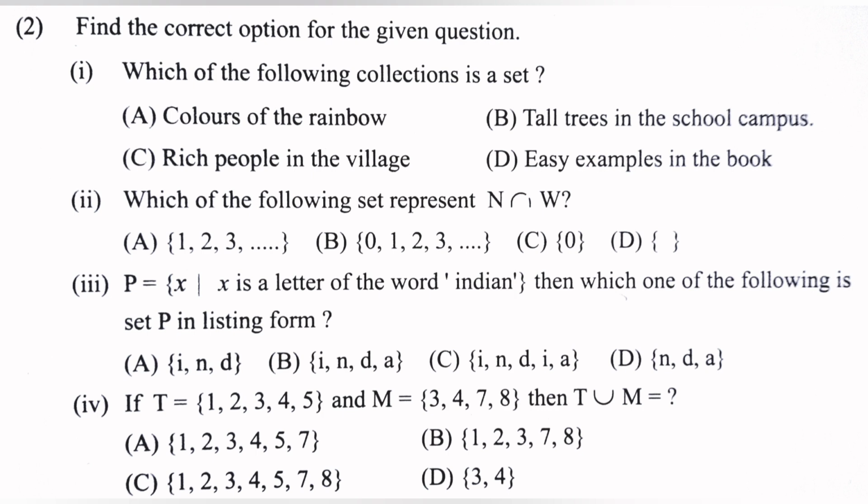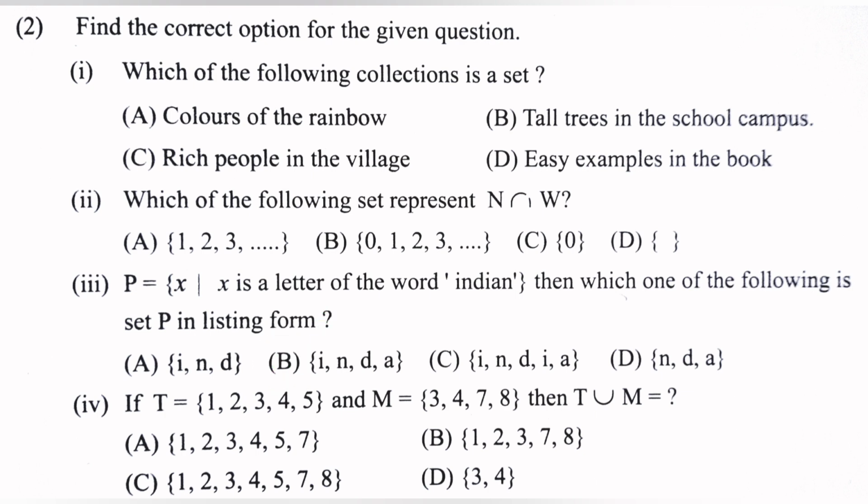Third one, P is a set of all x such that x is a letter of the word Indian. Then which of the following is set P in listing form? Okay, so here we have to find the answer in listing form. The word Indian has letters I, N, D, I, A, N, but I is repeating twice, N is also repeating twice, so we will write it only once. Therefore the answer should be I, N, D, A. It's in option B, so the correct answer is option B, I, N, D, A.